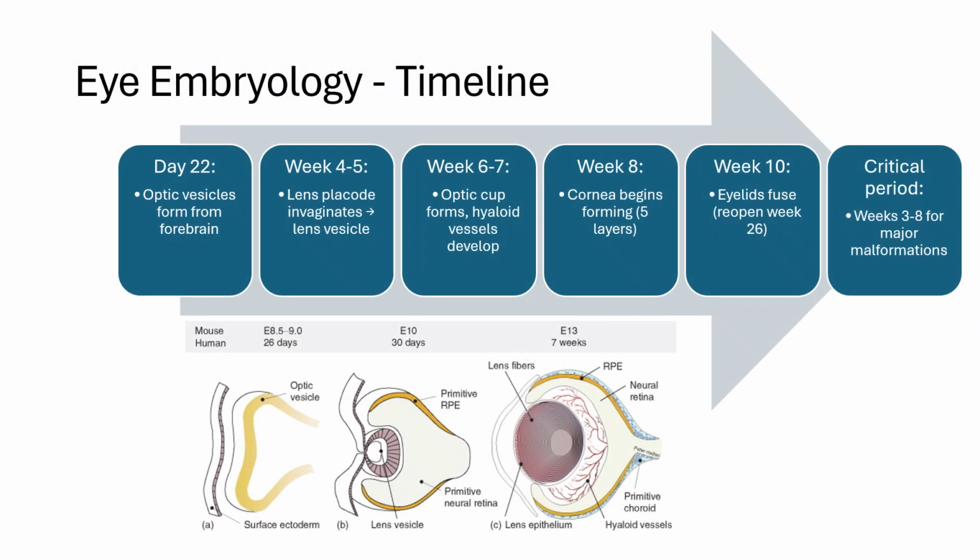Eye development follows a precise timeline. At day 22, the optic vesicles emerge from the developing forebrain. This early connection explains why severe eye anomalies often accompany brain malformations.